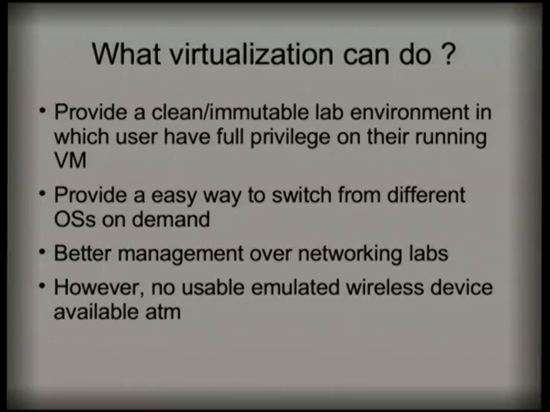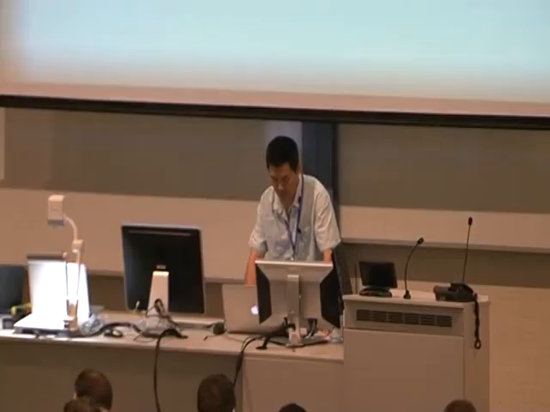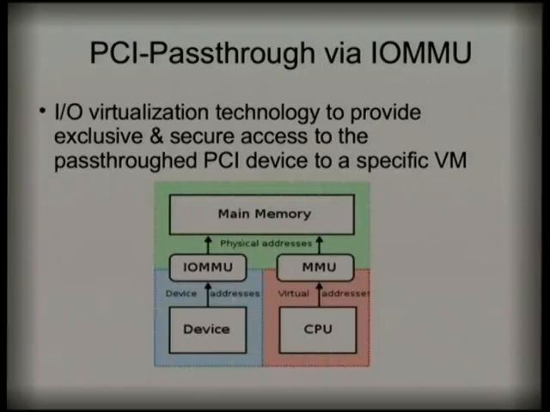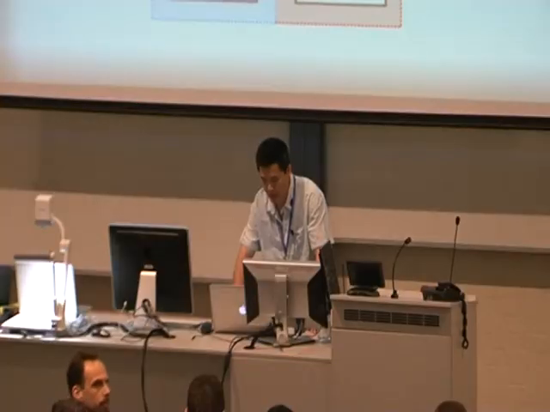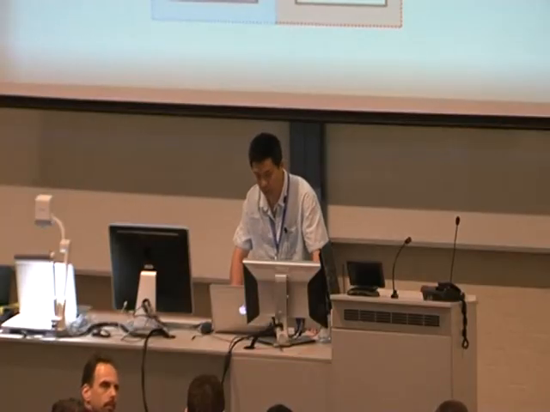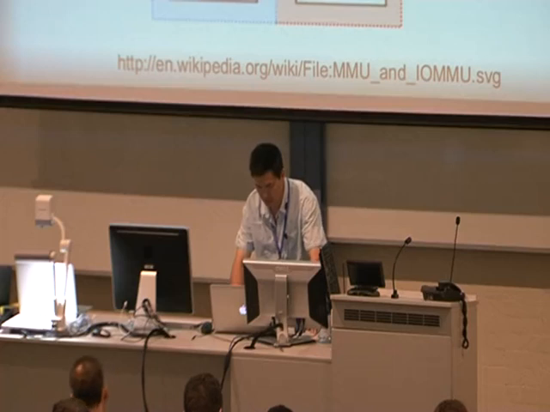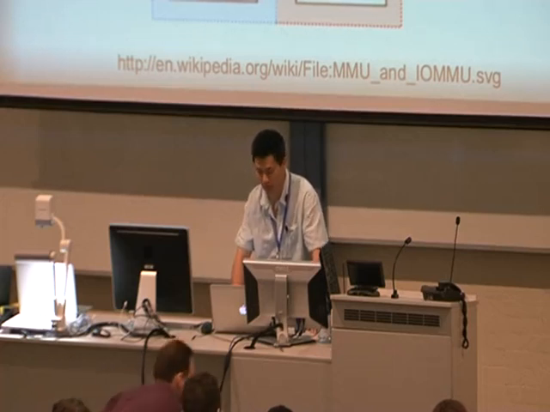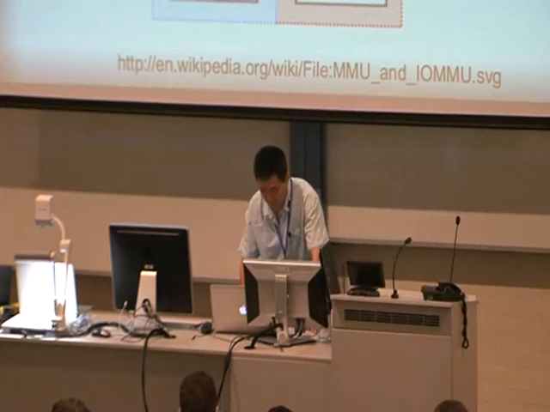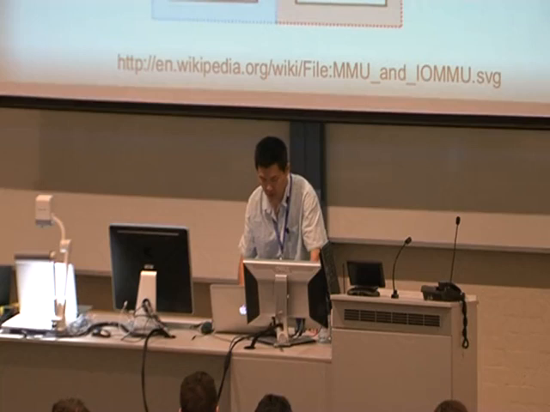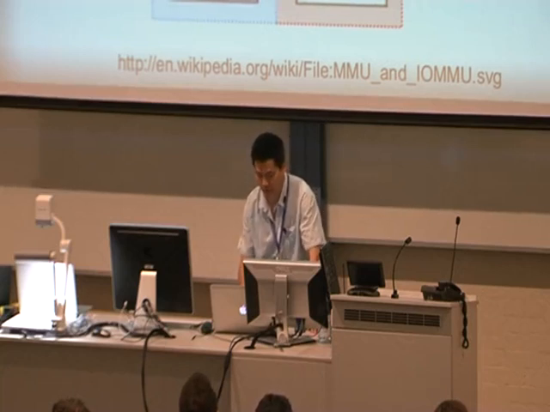The way we do it is we pass through the physical PCI devices to the virtual machine directly. In order to do this in a fully virtualized virtual machine, we need some special hardware features built into modern computers. This is IOMMU. It's similar to the traditional memory management unit. It will translate the device visible address to the physical memory address.